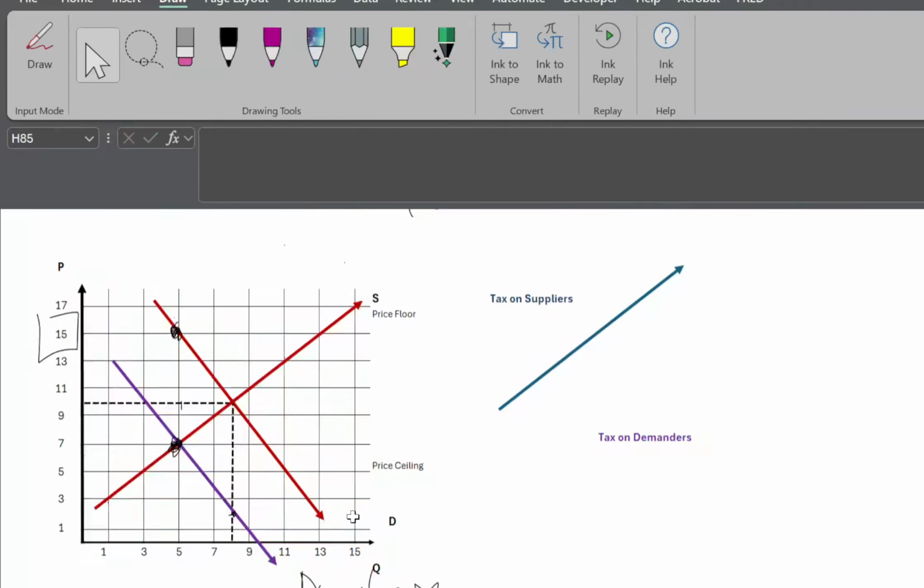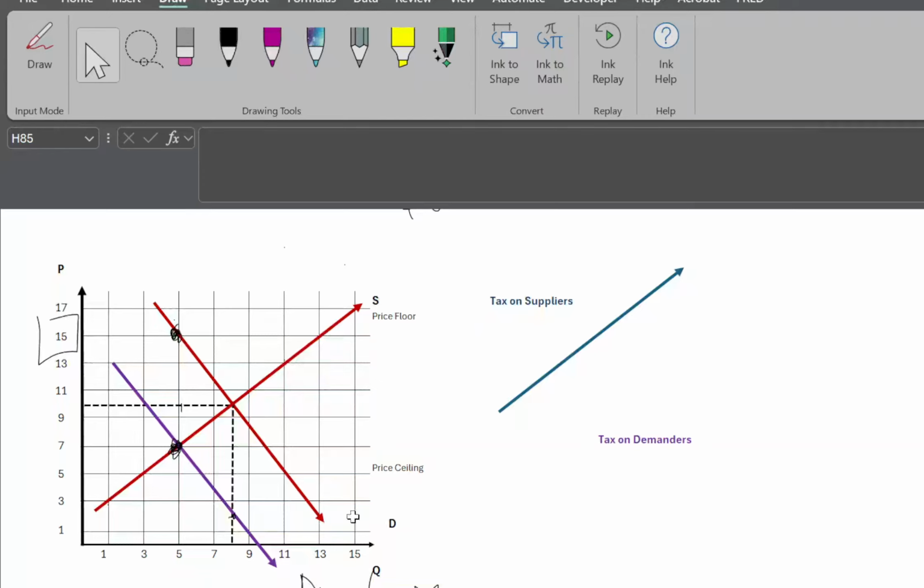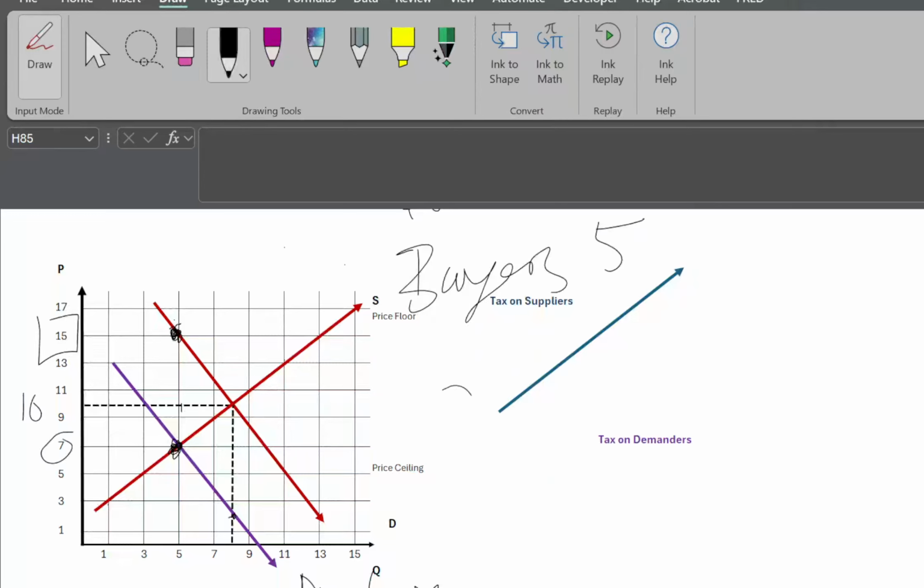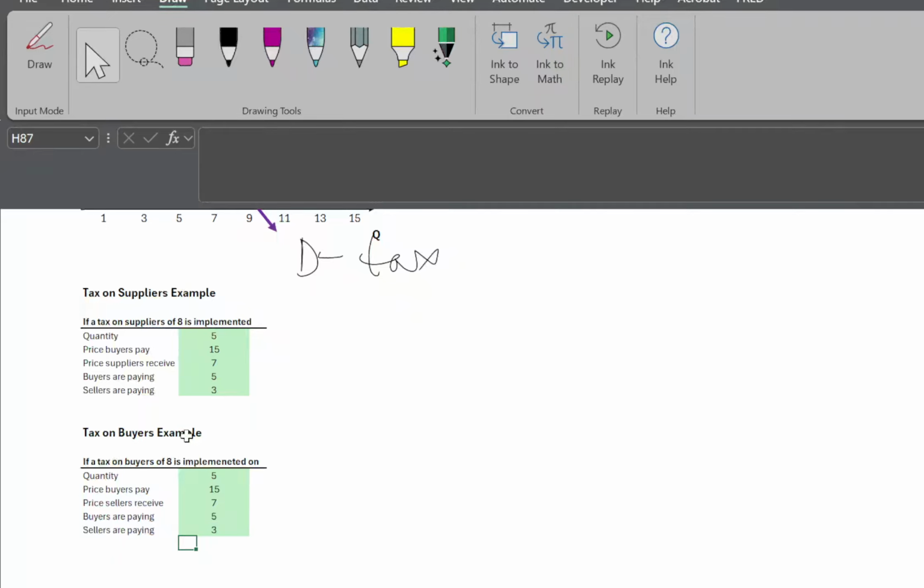Then we want to look at how much of the tax buyers are paying and how much sellers are paying. Same exact thing. Buyers were originally paying $10, and now they're paying 15. So buyers are paying $5 of the tax. Sellers were originally receiving $10 and now they're receiving $7. So sellers are paying $3 of the tax. And I'll end with my final part. 5 plus 3 is the $8 tax.